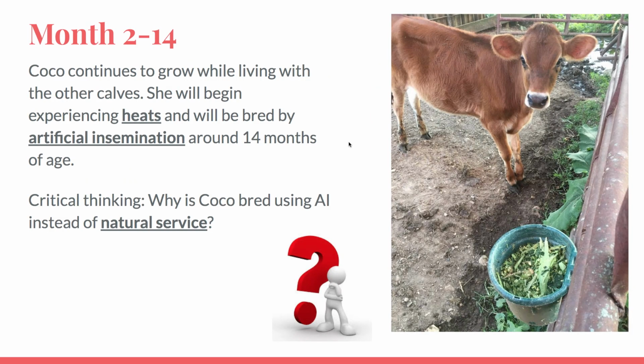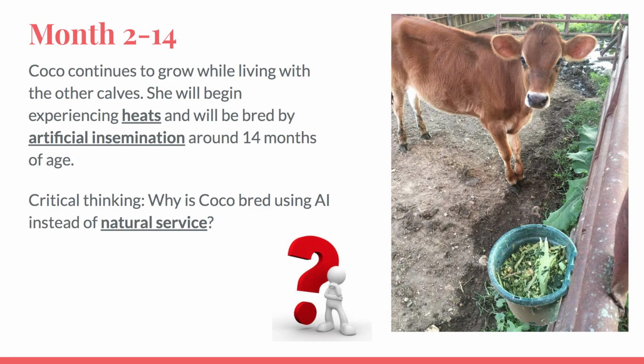All right, next up, month 2 through 14. So Coco keeps living with the other calves and she keeps growing. She'll begin experiencing heats and will be bred by artificial insemination around 14 months of age. So let's think, guys, with artificial insemination, that is where the farmer can order bull semen out of a catalog and then inseminate the cows. Let's think about what we know about bulls and why artificial insemination is better than natural service. Think about it.